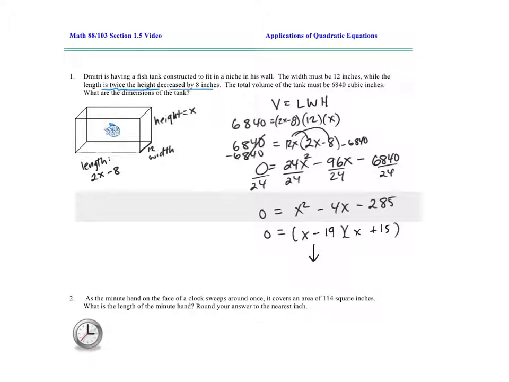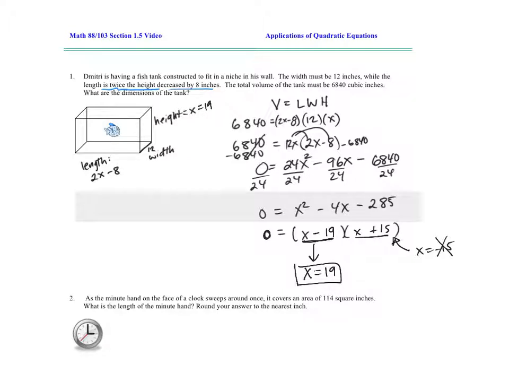And using the zero product property, to get a product of 0, I need to have a 0 in either of these factors. And so if I had a positive 19 right in here, that would give me a 0 for the whole product. Okay, so that is our height. And that negative 15 that we would get here, it just doesn't make sense in the context of this problem to have a negative height. So that one doesn't make sense.